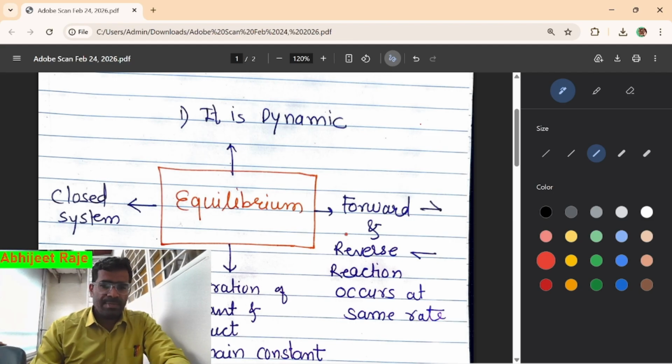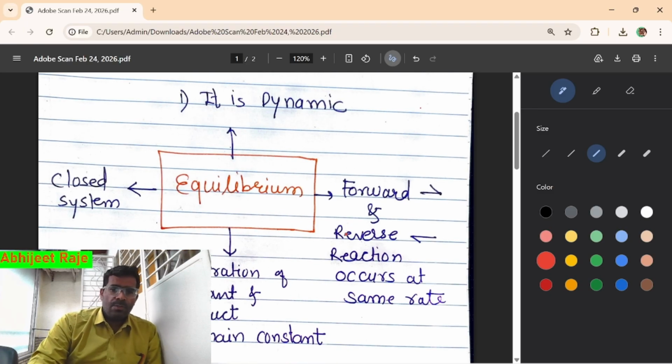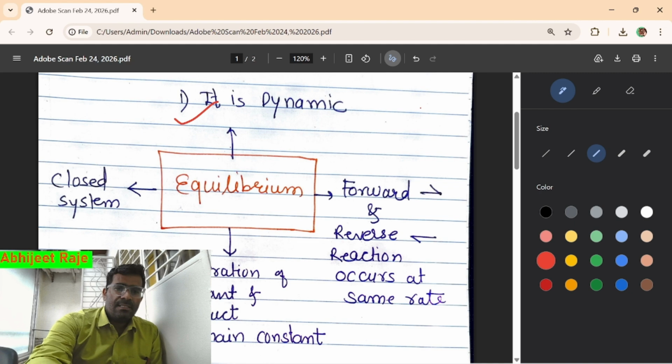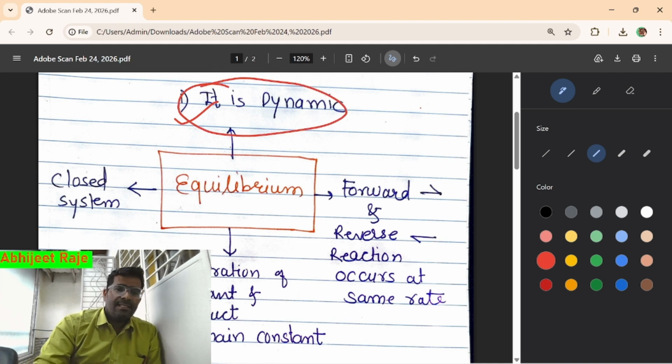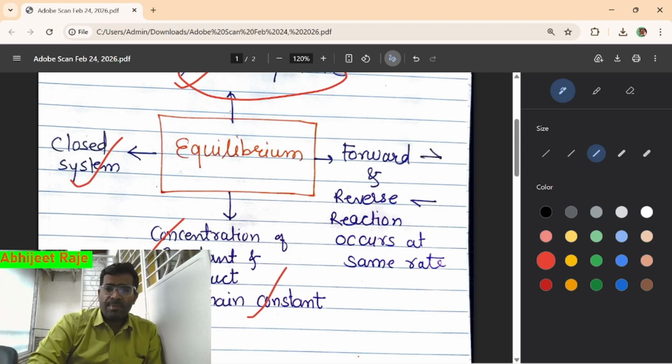Every equilibrium reaction has four characteristics. You can see here, the reaction must be dynamic. Second, it should be a closed system. Third, the concentration of reactant and the concentration of product remain constant in the equilibrium reaction.